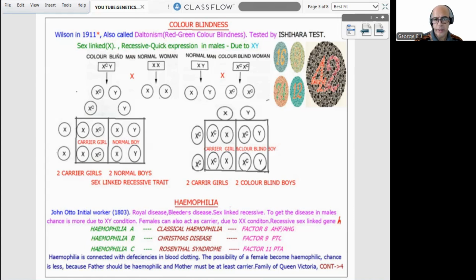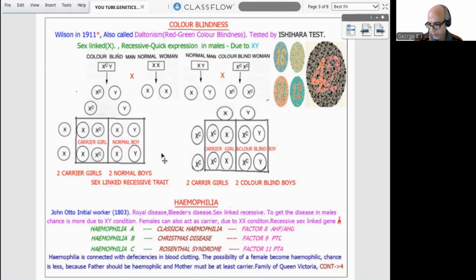Now just another combination. Here we can find another one, normal man and colorblind woman. Normal man means two types of gamete. Colorblind woman means that is recessive, so both X should contain C. So only 1 type of gamete, and on combining we will get carrier girls. Again, no disease in girls, and we can find colorblind man or boy. Since on the female side all the gametes will be XC. So in a nutshell, here 2 carrier girls, 2 normal boys. Here 2 carrier girls, and we can find 2 colorblind boys. I think the idea is clear, simple.